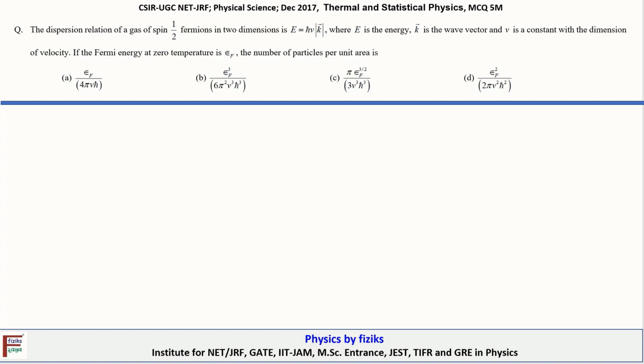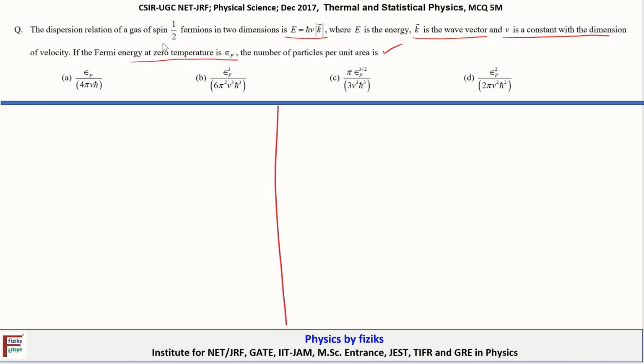The statement is: the dispersion relation of a gas of spin half fermions in two dimensions is given by this relationship, where E is the energy, K is the wave vector, and V is a constant with the dimension of velocity. If the Fermi energy at zero temperature is given to be EF, then the number of particles per unit area is how much? So we have to find the number density, where number density refers to the number of particles per unit area. Let's continue with the problem.